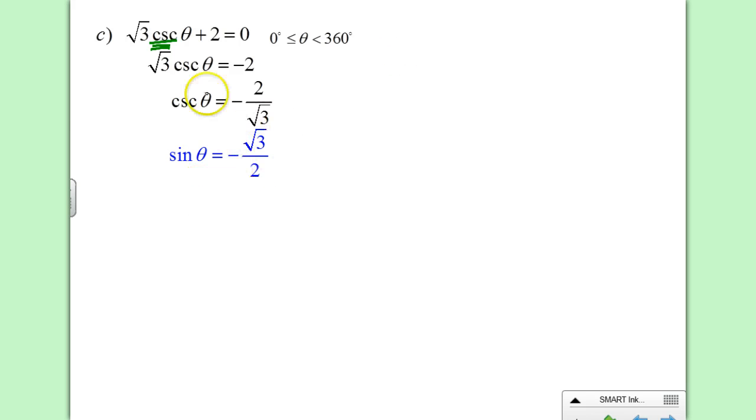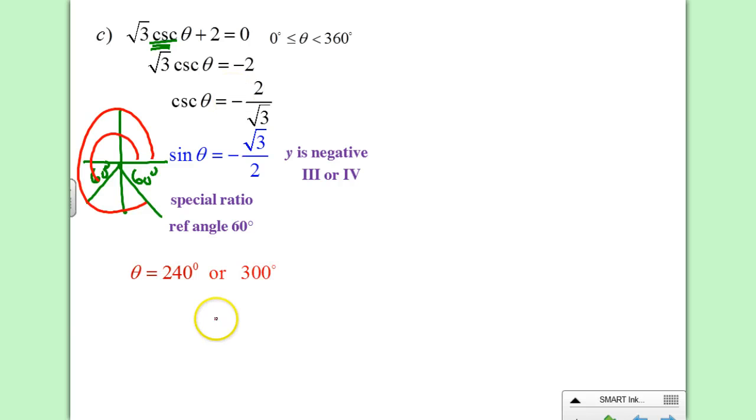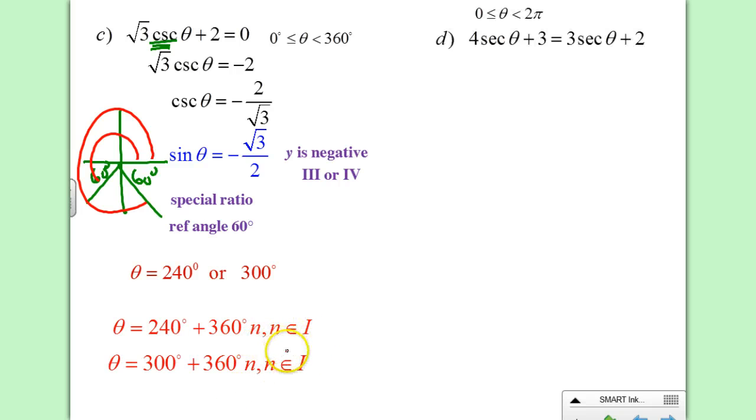That's a special ratio. Root 3 over 2 happens at 60 degrees. But again, we'll do the CAST rule. Y is negative in quadrants 3 and 4. I would rather draw a diagram. So in 3 and 4, it's negative. We have a reference angle of 60 degrees. That's nice. And so that means that my angles of theta are this one and this one. 60 degrees is not one of my answers because it's negative. So my answers are really 240 or 300. And as a general solution, it would be 240 plus 360n and 300 plus 360n. And don't forget, n is an element of integers.